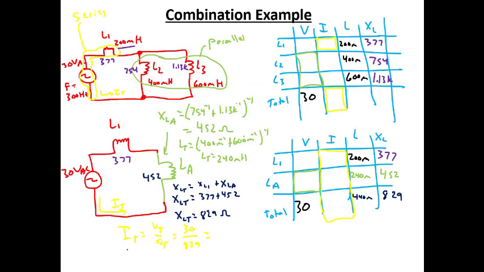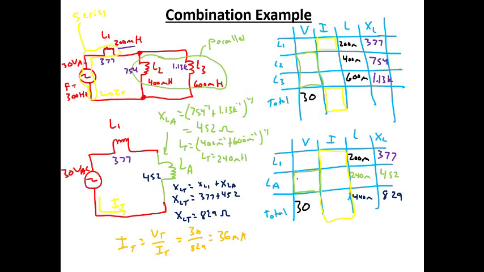And I'm going to change the color here because I think that that one might be hard for you guys to read. So let me write this again. Not sure on the video if this is easier to read. I total is V total divided by X sub L total. So I'd have 30 divided by 829. And if I do that, I get 36.1, I'm just going to leave it as 36 milliamps. So I have 36 milliamps in each of these.